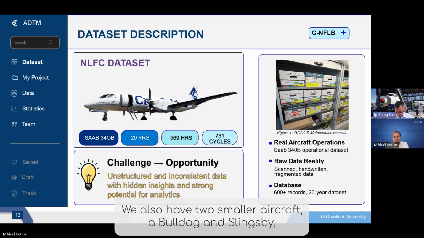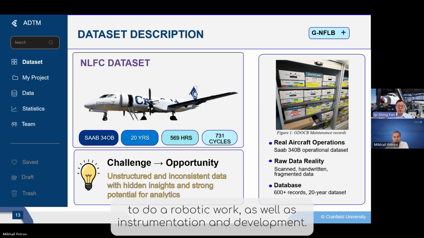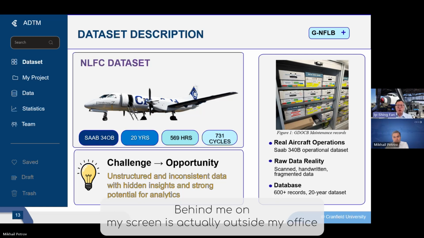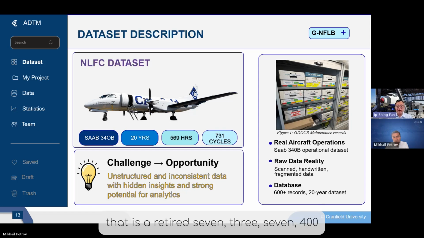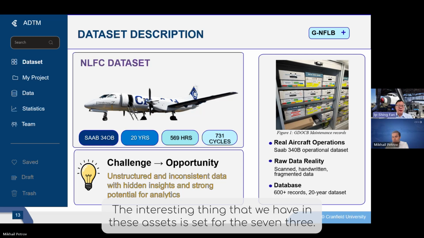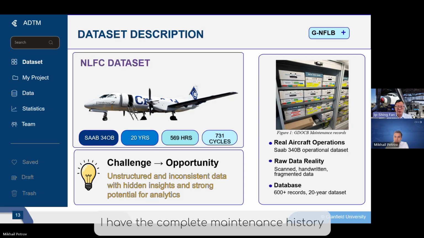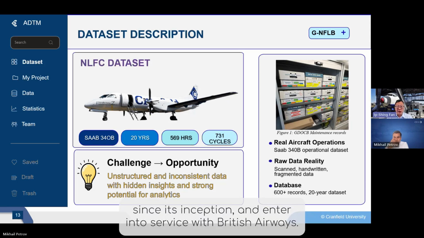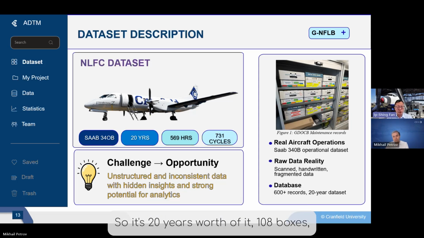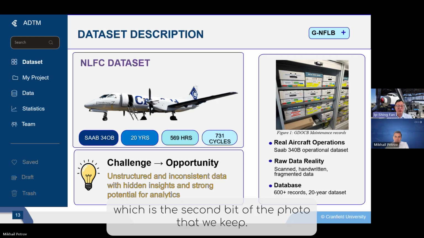We also have two smaller aircraft, a Bulldog and a Slingsby, to do aerobatics work, as well as instrumentation and development. Behind me on my screen is actually outside my office. That is a retired 737-400 that we use as a ground demonstrator. The interesting thing that we have in these assets is that for the 737, I have the complete maintenance history in records form as well as in the plane since its inception and entry into service with British Airways. So it's 20 years' worth of it, 108 boxes, which is the second bit of the photo that we keep.